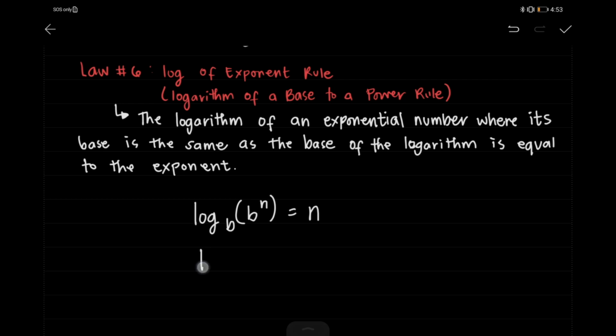For example, if we have the logarithm of 3 raised to 2, and our base is also equal to 3, the answer is equal to the value of our exponent, which is 2. Okay? So if we have the same base and the same number, with an exponent, the answer is equal to the value of our exponent. Please remember that our base must be greater than 0, and our base must also not equal 1.